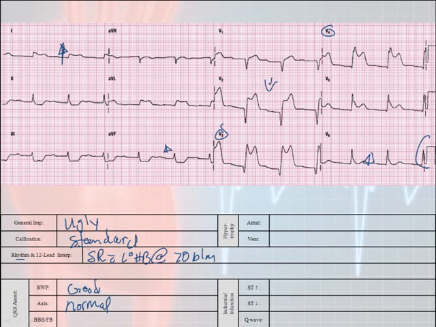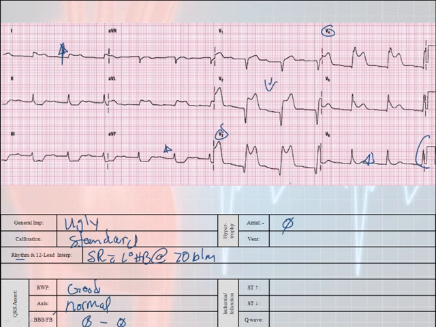Bundle branch blocks. Well, it doesn't look like I have anything wide, so I'm going to say that there's no bundle branch blocks. What about fascicular blocks? If I have a normal axis, I do not have a fascicular block. Now let's look at my atrial enlargement. Do I have any atrial enlargement? As I look over here in 1 and or 2 and or 3, it doesn't look like I have any humping or any peaking. So I'm going to say no atrial enlargement.